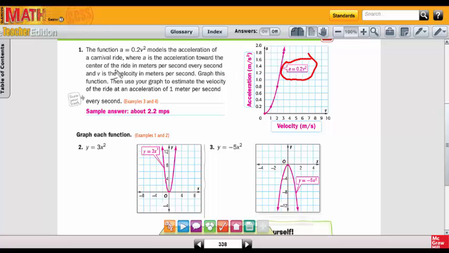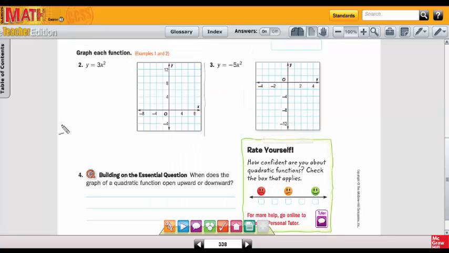We did it. And then it says, use your graph to estimate the velocity of the ride at an acceleration of 1 meter per second every second. In other words, 1 meter per second per second. So we're taking a look at this point right here. So we're going to move across here at 1 and recognize that we're going to be a little past 2. So they said about 2.2 meters per second, or MPS, meters per second. Now let's take a look at problem number 2.